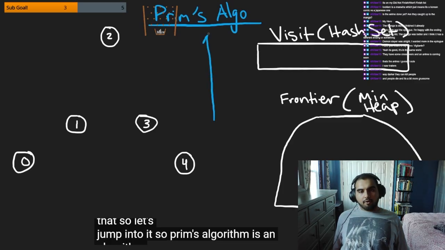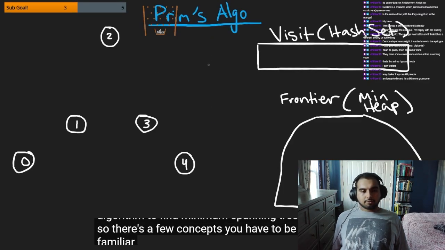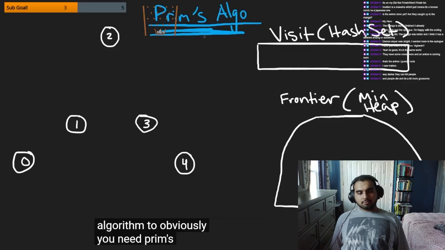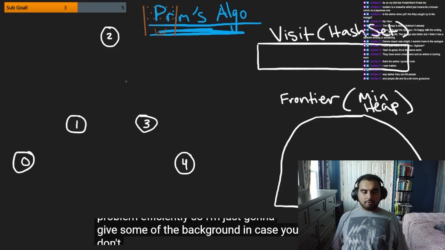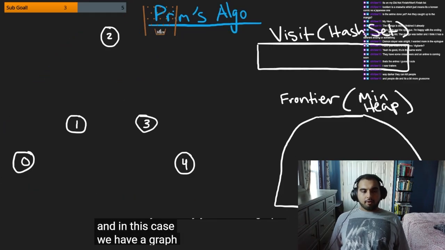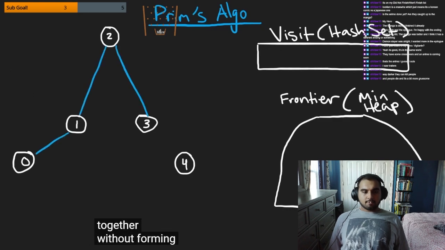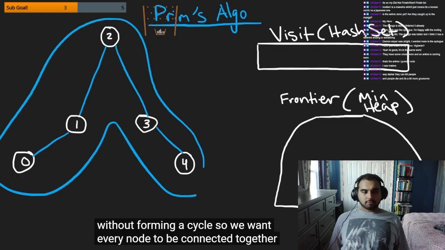Prim's algorithm is an algorithm to find minimum spanning trees. There are a few concepts you have to be familiar with to understand it. Obviously, you need Prim's algorithm to solve this problem efficiently, so I'm just going to give some background in case you don't know it. Let's say you have a graph, and in this case, we have a graph with 5 nodes or vertices, right? We want every node to be connected together, but we don't want to form a cycle.